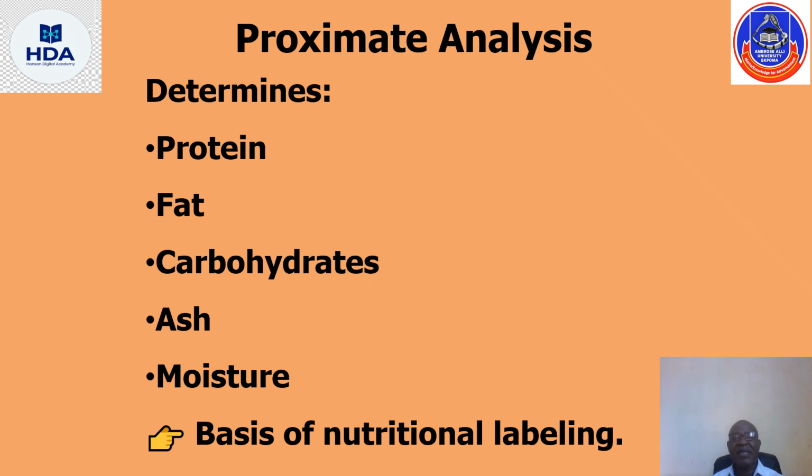The proximate analysis determines factors like protein, fat, carbohydrates, ash, moisture, and these form the basis of nutritional labeling. When you take any processed food sample in the market and look at the packaging, you will see the list of the proximate analysis. It is always provided.